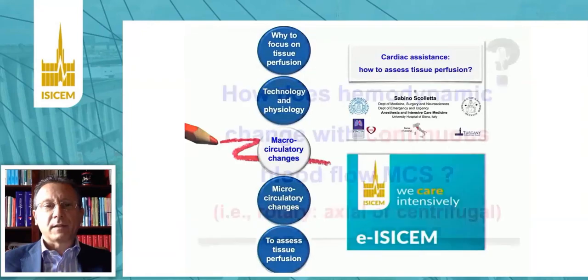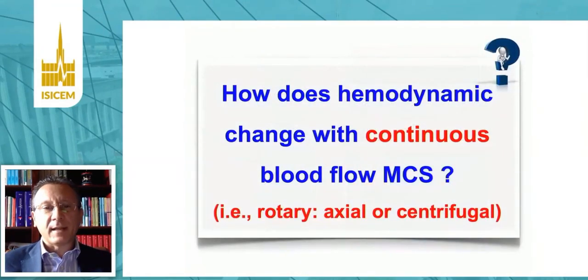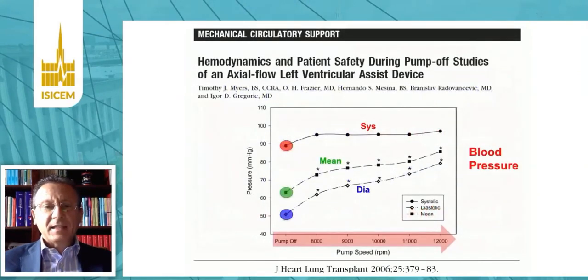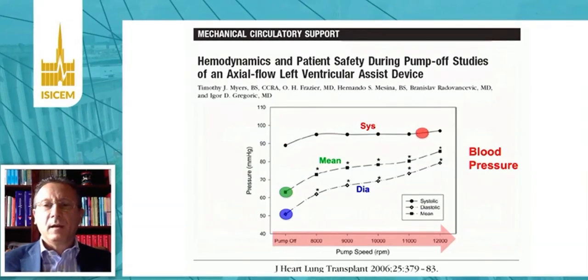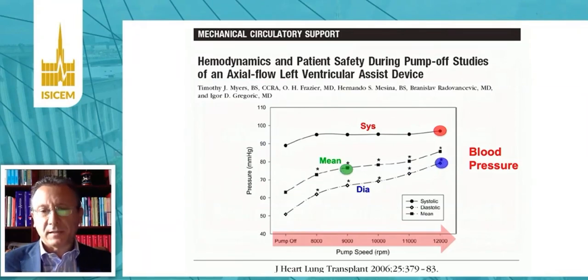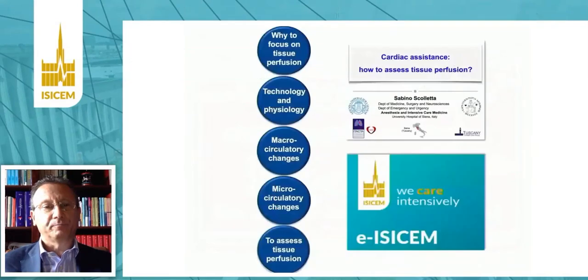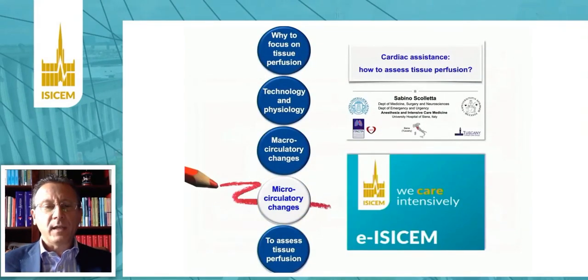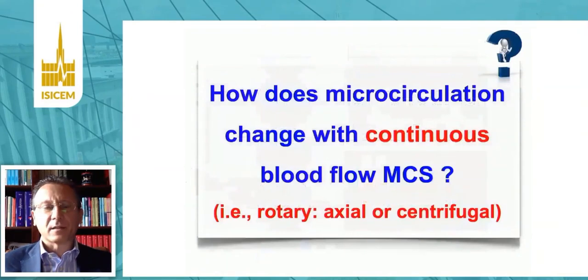What about microcirculatory changes? So, how does hemodynamics change with continuous blood flow MCS? As the rotary pump speed increases, the diastolic blood pressure does not change so much, while the systolic blood pressure increases, and so does mean arterial pressure. So the final result is that pulse pressure is reduced and the pulsatility is very low. So how can we assess, and how does microcirculation change with continuous blood flow VADs?